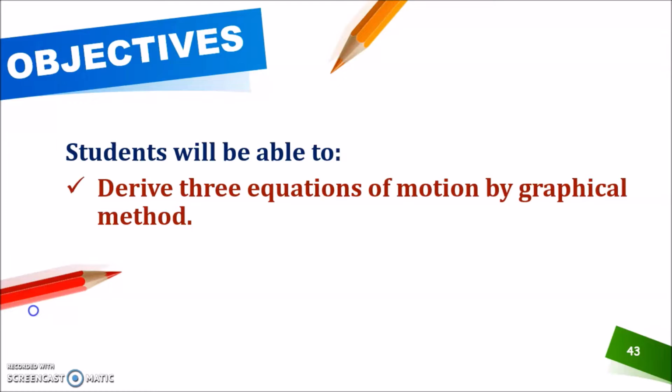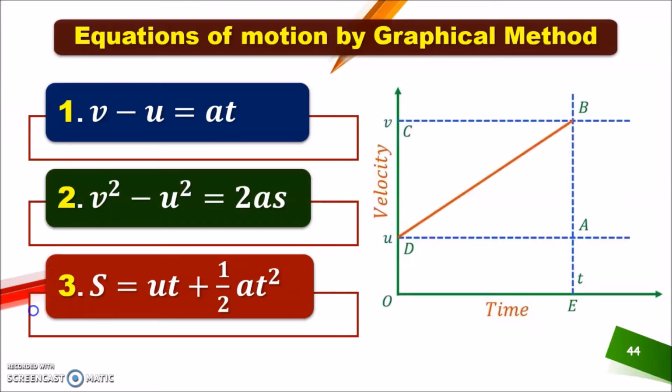Objectives. Students will be able to derive 3 equations of motion by graphical method after the completion of this video. So we have these 3 equations of motion: v minus u equal to at, v square minus u square equal to 2as, and the third one is s equal to ut plus half at square. Okay, so we have this graph discussed earlier in our last video also.